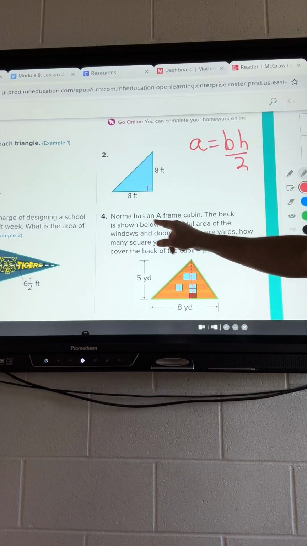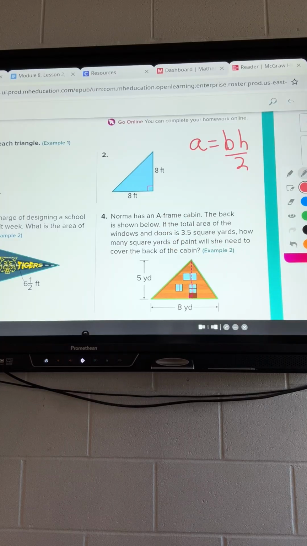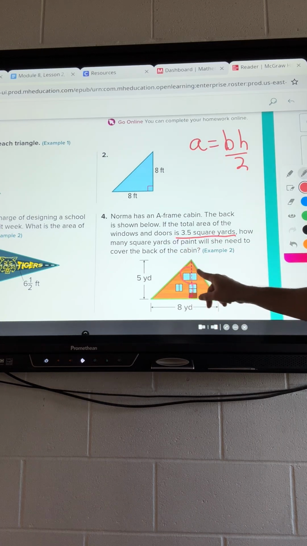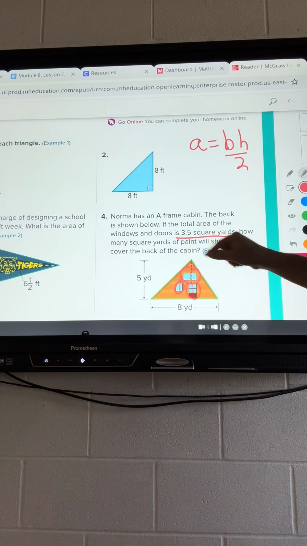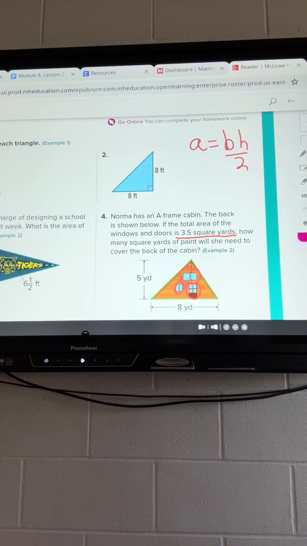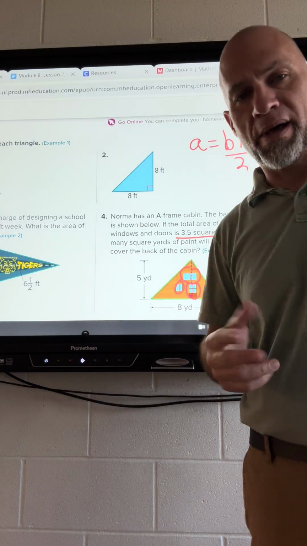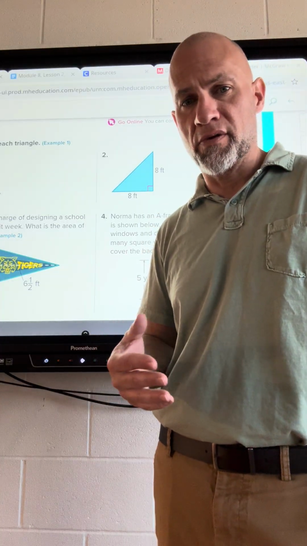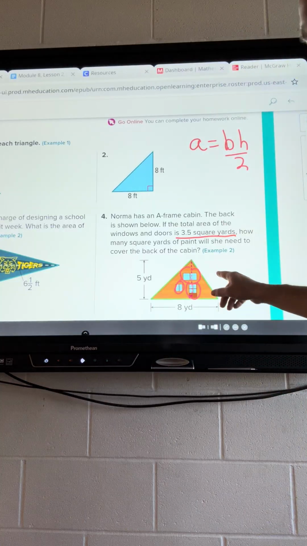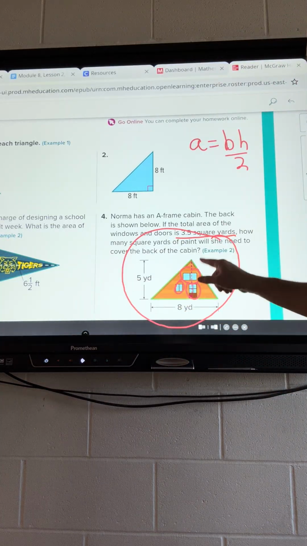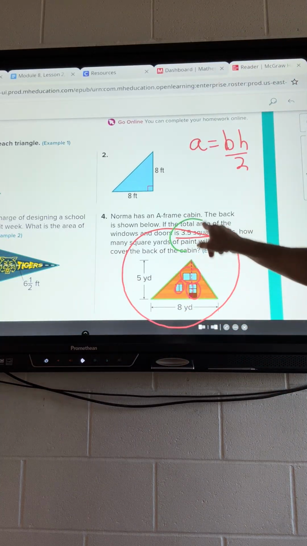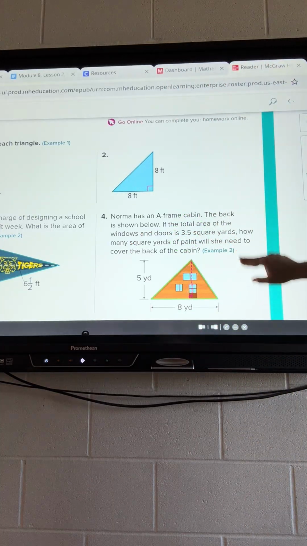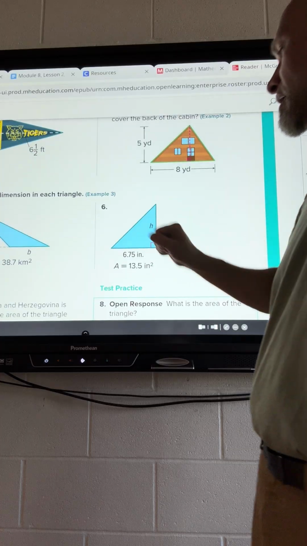Number 2, Norma has an A-frame cabin. The back is shown below. If the total area of the windows and doors is 3.5 square yards, so that's the windows and the doors, how many square yards of paint will she need to cover the back of the cabin? So this is like the Bobcat flag, where we had to subtract the area of the Bobcat flag from the area of the entire flag. So same thing, find the area of the entire triangle and then subtract the square yards of the windows and the doors.